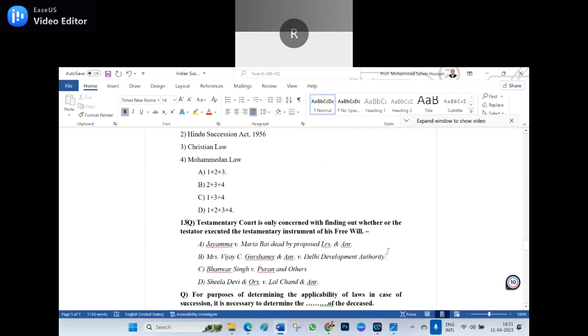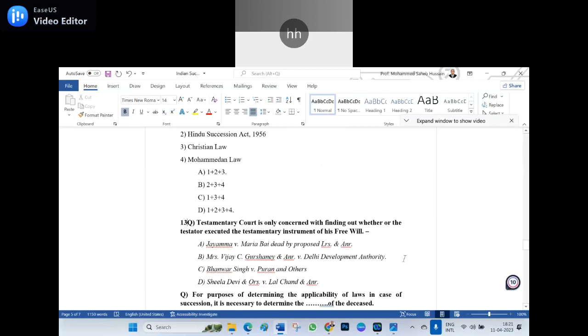Testamentary code is only concerned with finding out whether the testator executed the testamentary instrument of his free will. In which case law is such a statement made? A. Jayamma versus Maria by dead by proposed legal representative and others. B. Mrs. Vijay G. Gurshani and others versus Delhi Development Authority. C. Banwar Singh versus Puran and others. D. Sheila Devi and others versus Lal Chand and another.